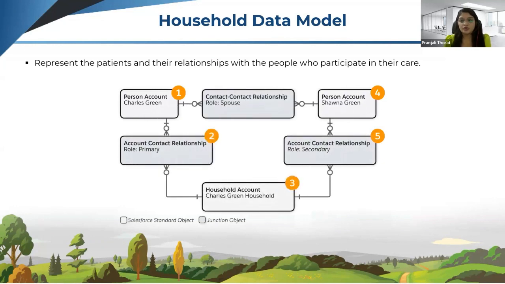In the household data model, we map the relationship between the patient or member and the people and organizations who participate in their care. This map helps caregivers work more effectively as they engage with the patient and provide them with the appropriate care. The household is related to a contact, part of the individual, using the account contact relationship junction object. The account can be related to a different contact using a contact to contact relationship junction object. To understand it better, let me give you an example of this data model.